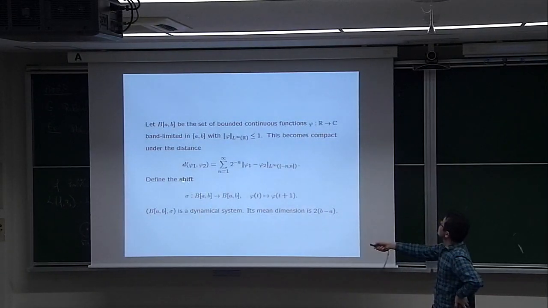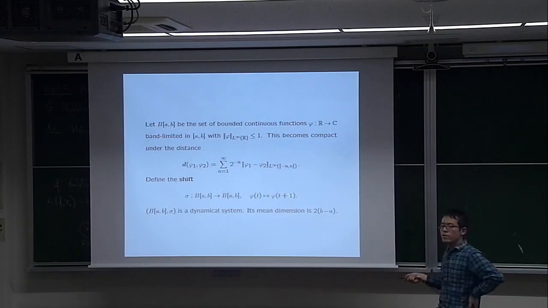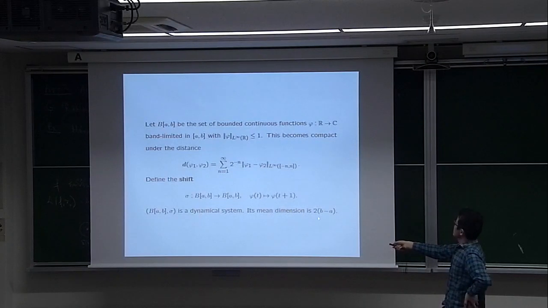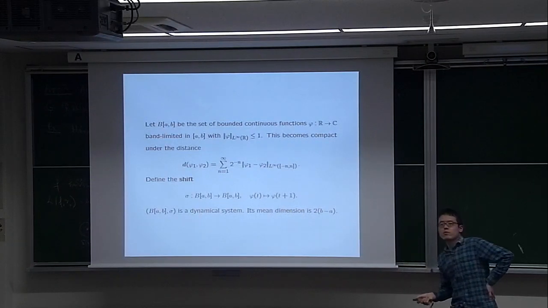And we define the shift on this space. The shift is defined this way: here t, and this is here t plus 1. Then the pair B_{a,b} and sigma becomes a dynamical system in our definition. So this is a compact metrizable space, and this is a homeomorphism. And we can calculate its mean dimension. Its mean dimension is given by twice the bandwidth.